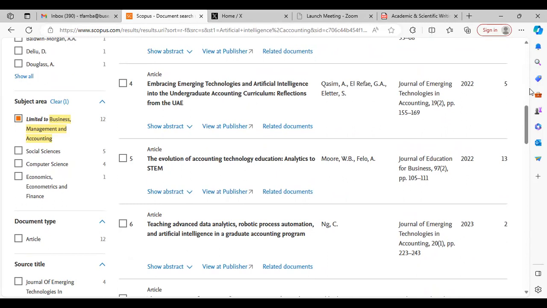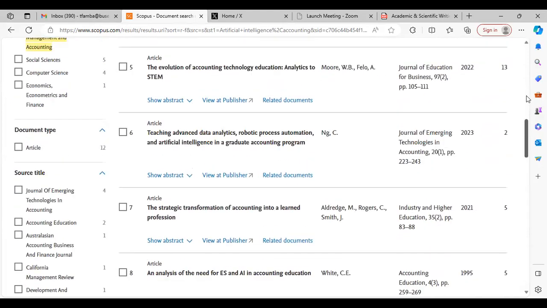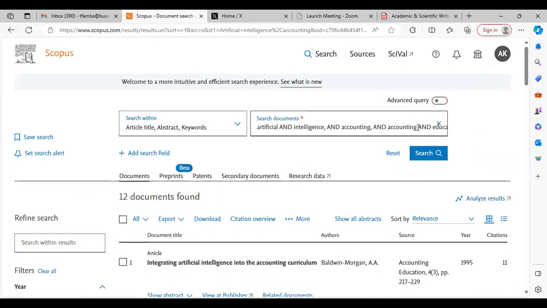You see? So when we tell people that we need to include artificial intelligence in accounting programs, some people think that it's just a joke. It's coming from science. People have done research. The evolution of accounting technology, education, analytics to STEM. Teaching advanced data analytics, robotic automation process, and artificial intelligence in a graduate accounting program. So you can see that these themes are now coming out.